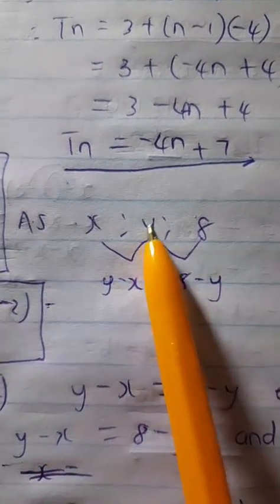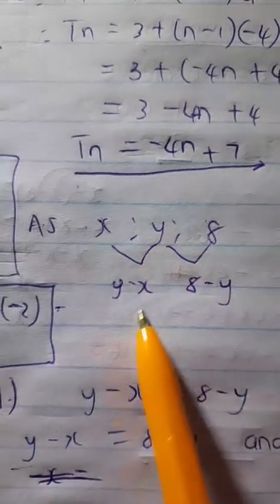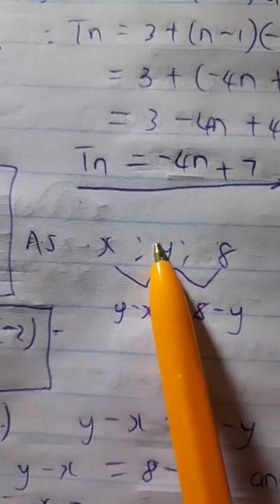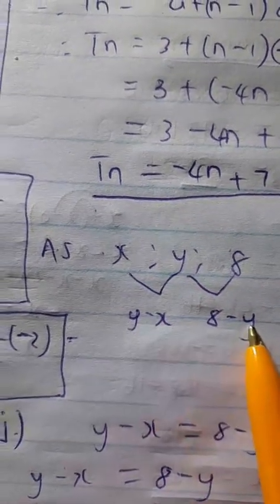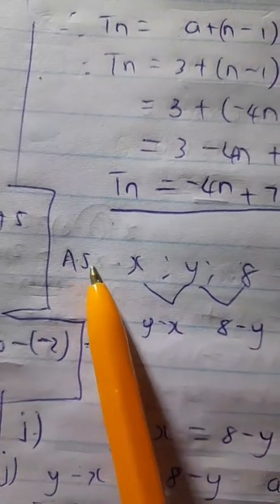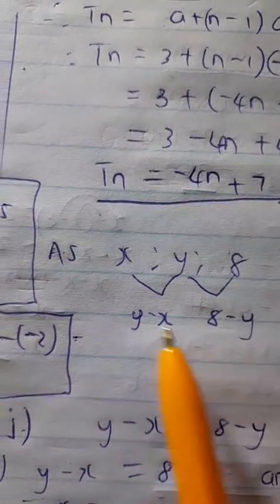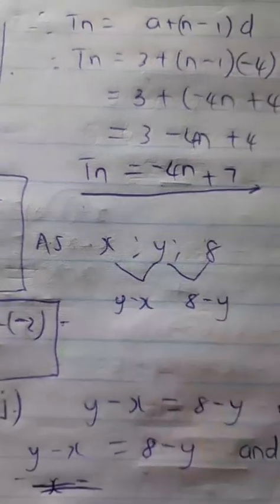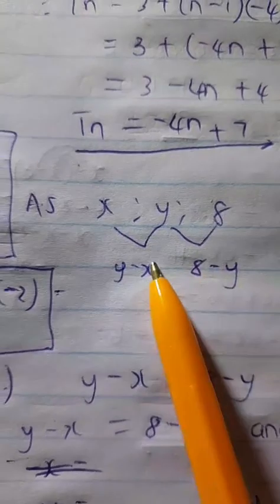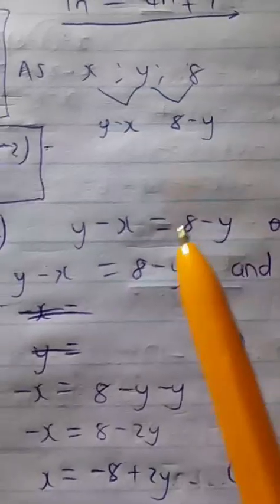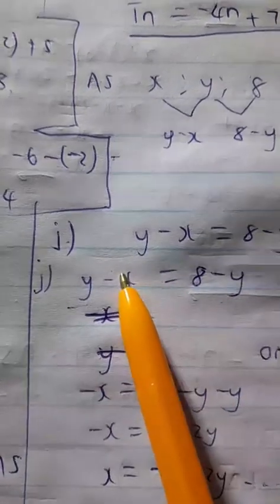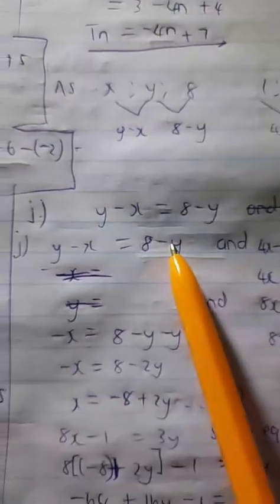The first difference, let's look at this one. y minus x should give us the first term of our first difference. 8 minus y gives us the second term of our first difference. What do we know about these terms? Because it's an arithmetic sequence, our first difference terms are constant, which means they are equal. So we can take this y minus x and make it equal to 8 minus y. y minus x is equal to 8 minus y.